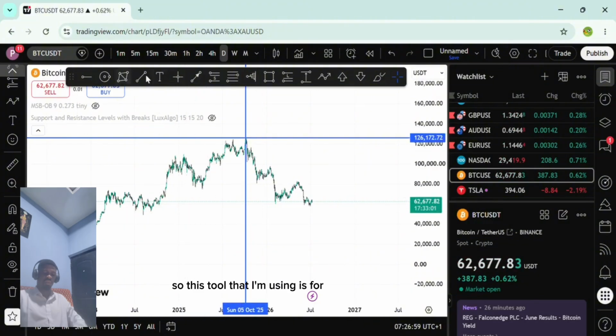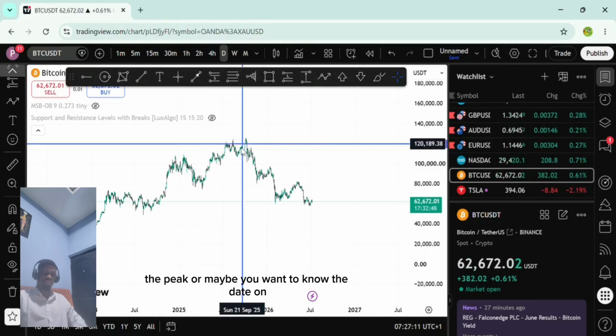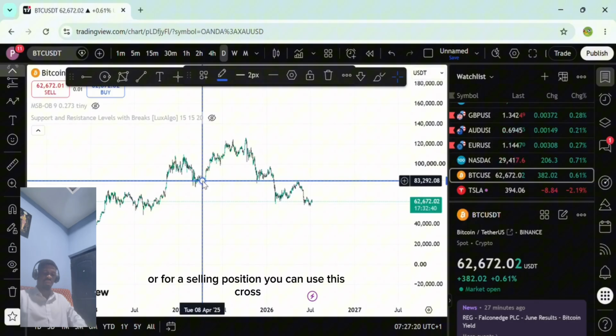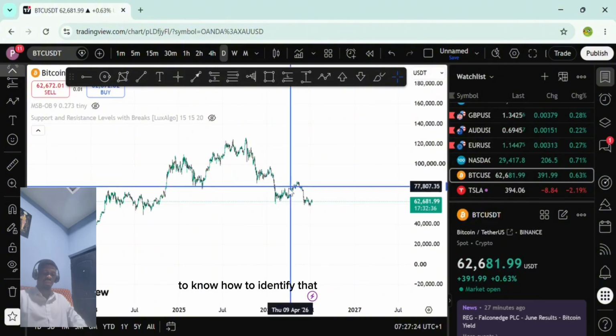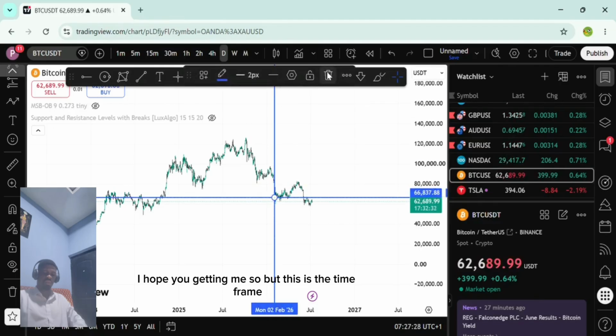So this tool that I'm using is for knowing how to navigate and knowing the date and price at which the commodity peaked, or maybe you want to know the date the commodity got to over time, whether for a buying position or a selling position. You can use this cross to identify that. I hope you're getting me.